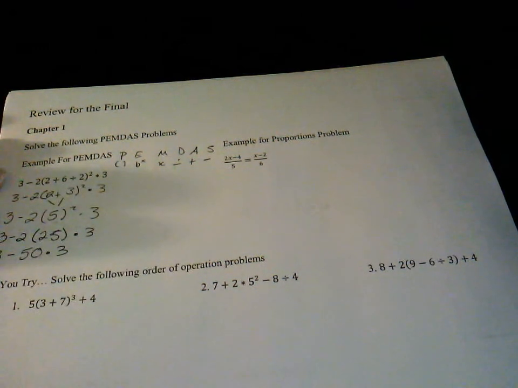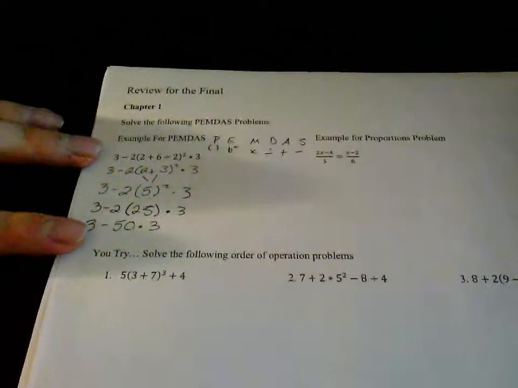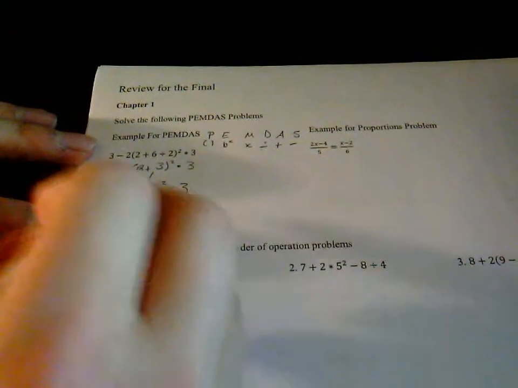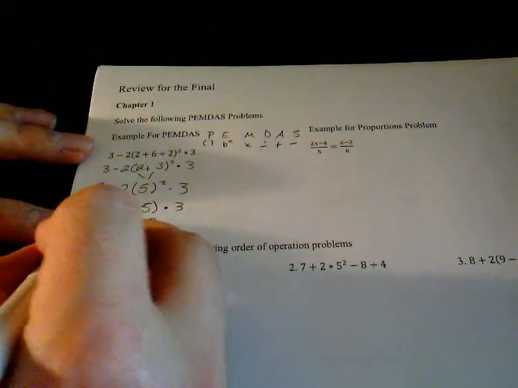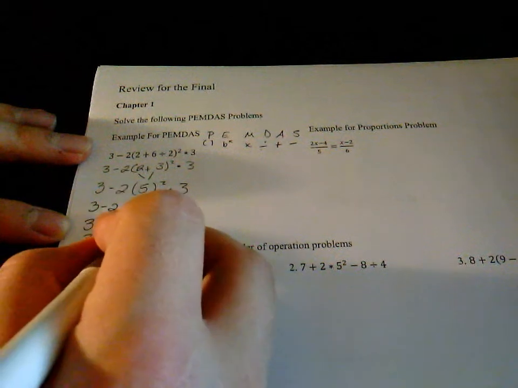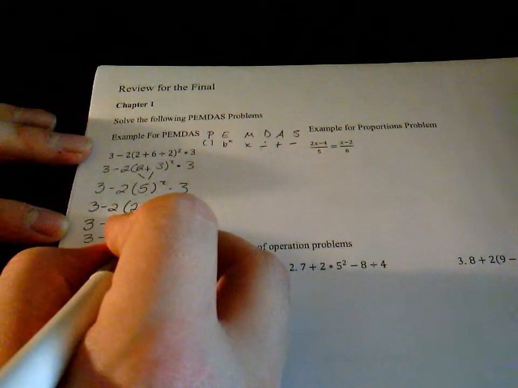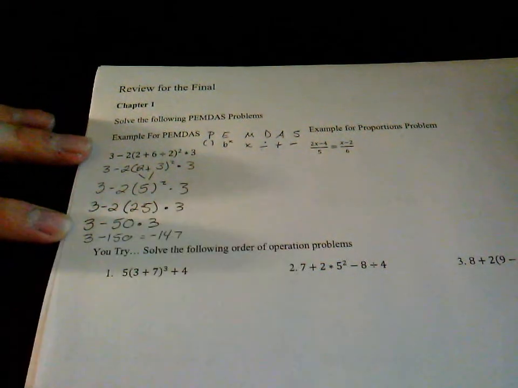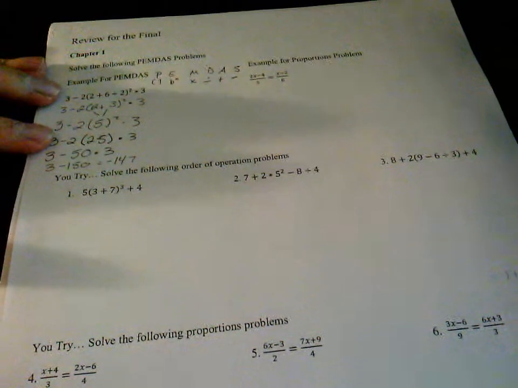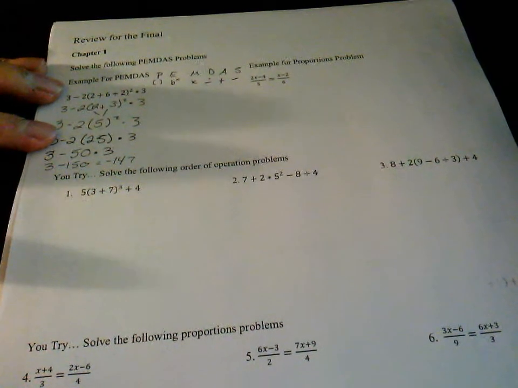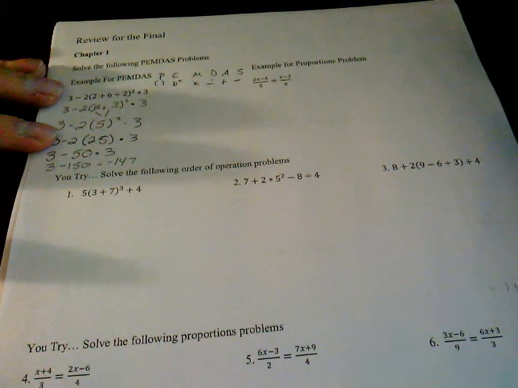And then we're going to do multiplication again. We're going to take the 50 times 3. Now remember, this is a negative 50, so we still have to take negative 50 times 3, so it would be 3 minus 150, which would end up being negative 147. Okay? That's how PEMDAS works. So I want you guys to try these 3 order of operations here, and then move on to the next part of the video.